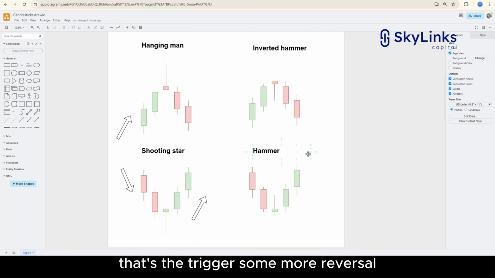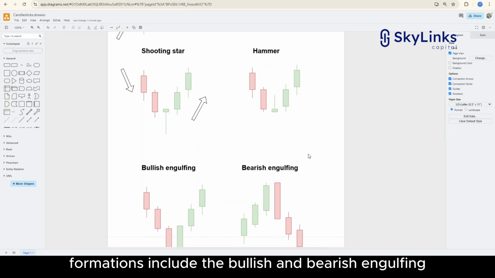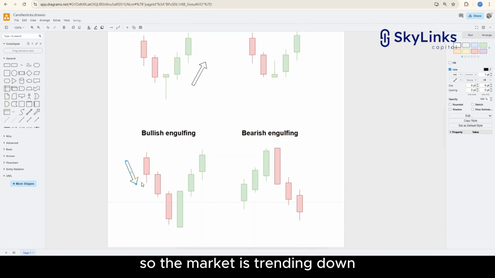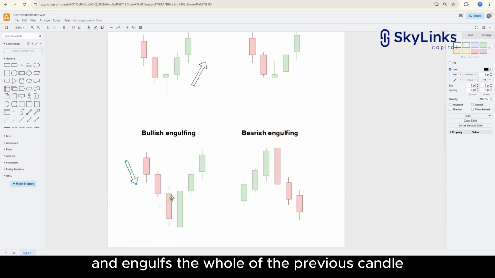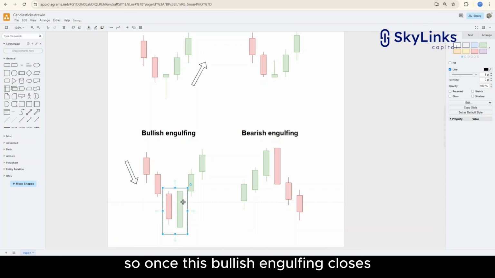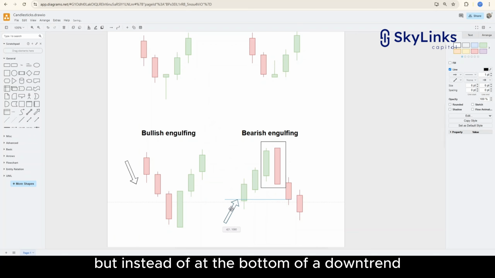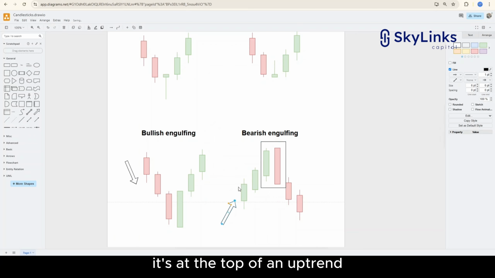Some more reversal candlestick formations include the bullish and bearish engulfing. Bullish engulfing is similar here. So the market's trending down. We then see an impulsive candle that closes very close to the highs and engulfs the whole of the previous candle. So once this bullish engulfing closes and it engulfs this whole candle, that's the buy signal. And vice versa with a bearish engulfing, it's exactly the same, but instead of at the bottom of a downtrend, it's at the top of an uptrend.